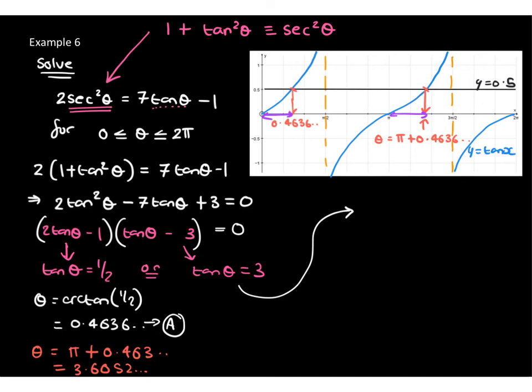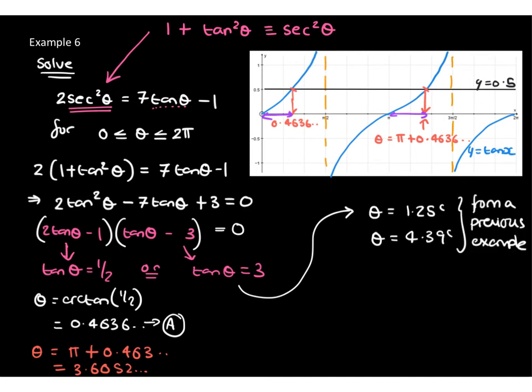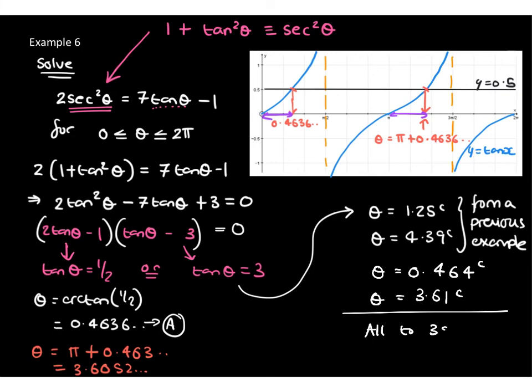Now, the second equation, tan theta equals 3, we actually solved this in a previous example, so I'm not going to repeat the working for that. I'm just going to write down the answers we got. If you feel it would be useful for you to work those out again, please do. And I'm then just going to include the last 2 answers here, rounded, so that's 0.464 radians and 3.61 radians, all rounded to 3 significant figures.